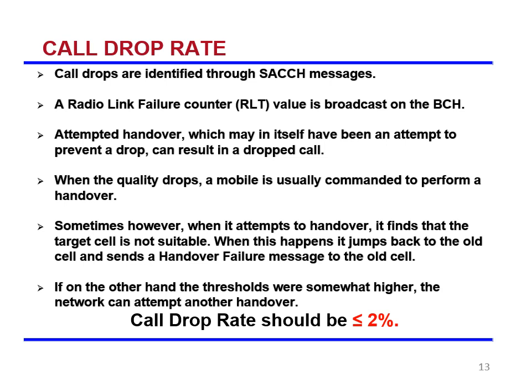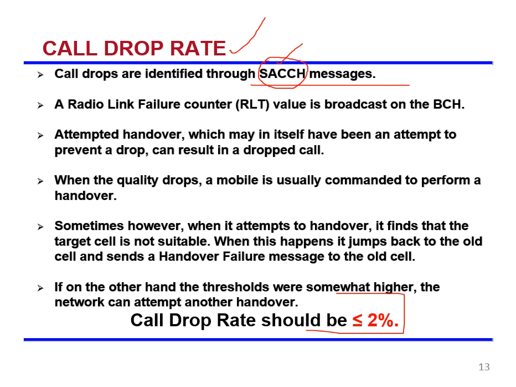Call drop rate is a very serious thing. When the mobile phone is in an active call and the call fails in between, it's called call drop. Call drop is identified through SACCH messages, the slow associated control channel, which is an RF logical control channel. Call drop rate should obviously be as low as possible. The benchmark is that it should be less than or equal to 2%.